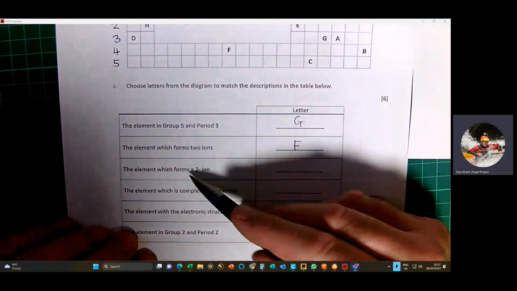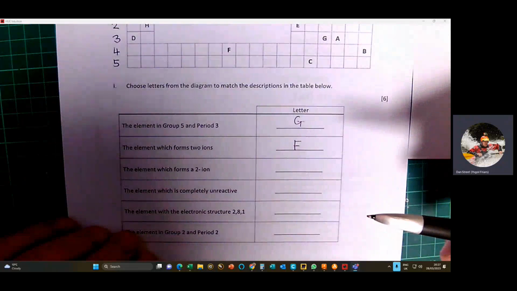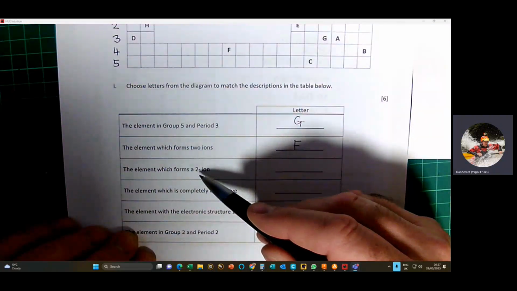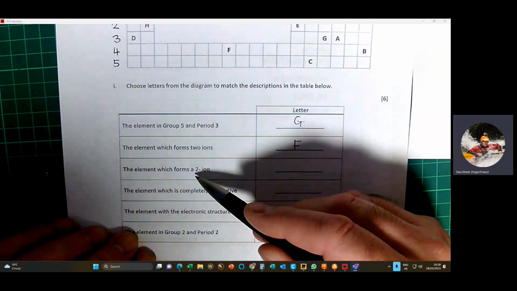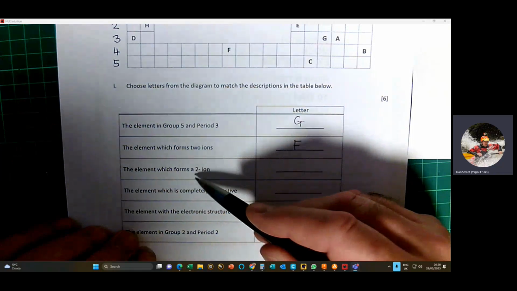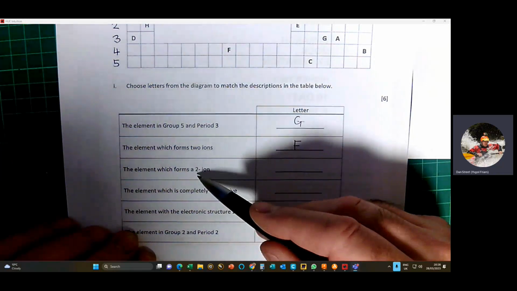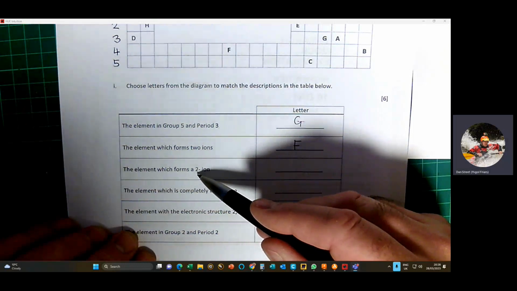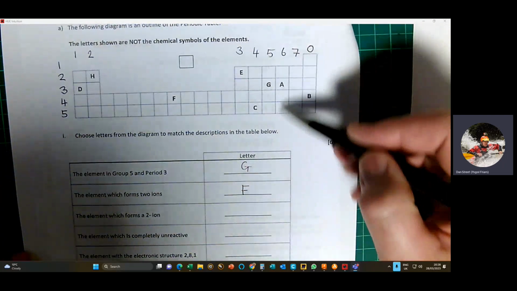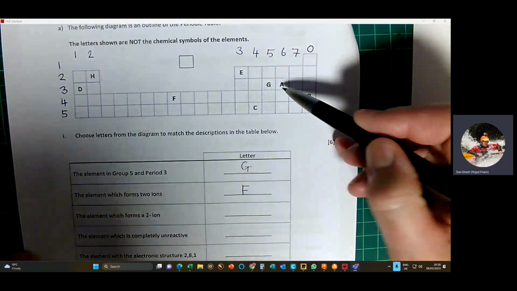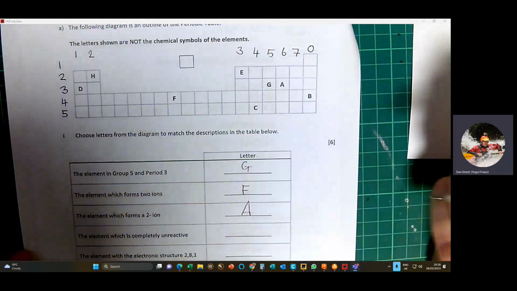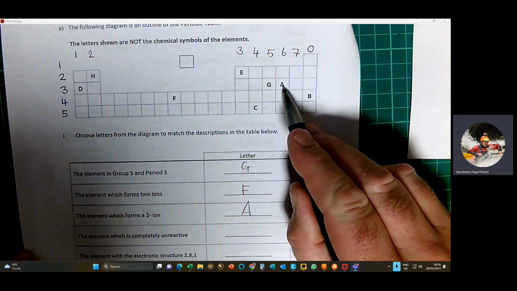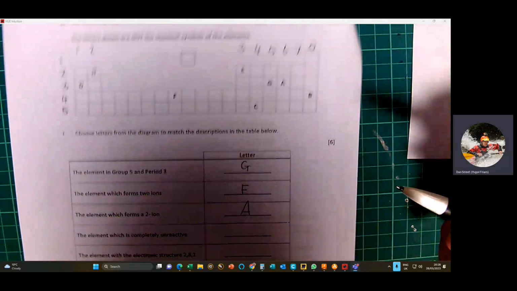Now, an element which forms a 2 minus ion. Now, when an atom becomes an ion, it does so to get a full outer shell. And if it forms a 2 minus ion, that tells us that it's gained 2 electrons. So if it's gained 2 electrons, it must have had 6 to start with in its outer shell, because in gaining 2, it gets 8 electrons, which gives it a full outer shell. So if it had 6 electrons in its outer shell, that tells us it is in group 6, which is this group here, and there is only one element present that is in group 6, so that must mean that's an A. Okay, so this element here forms a 2 minus ion when it gains a full outer shell.